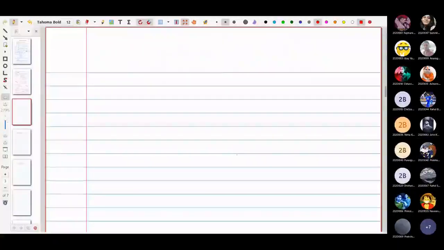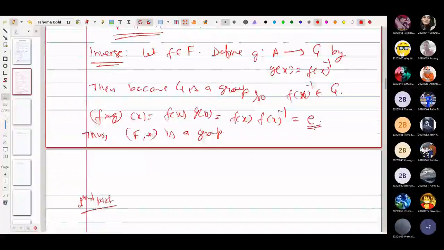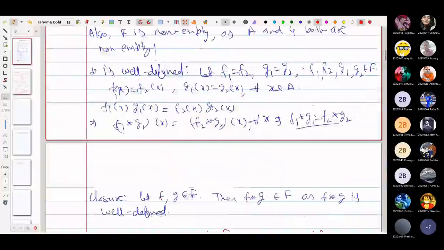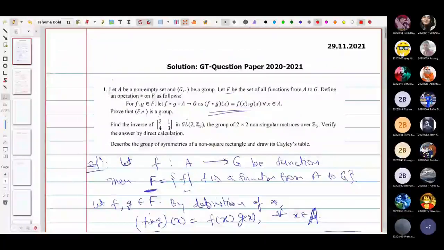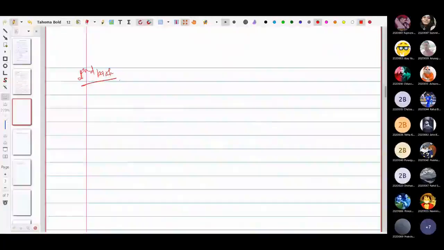Okay, so let us see the next question, the second part. Let us see what it says. We need to find the inverse of this matrix in GL2 Z5. A equals the matrix with entries 2, 1, 4, 3, and it belongs to the general linear group of 2 by 2 matrices with elements from Z5.